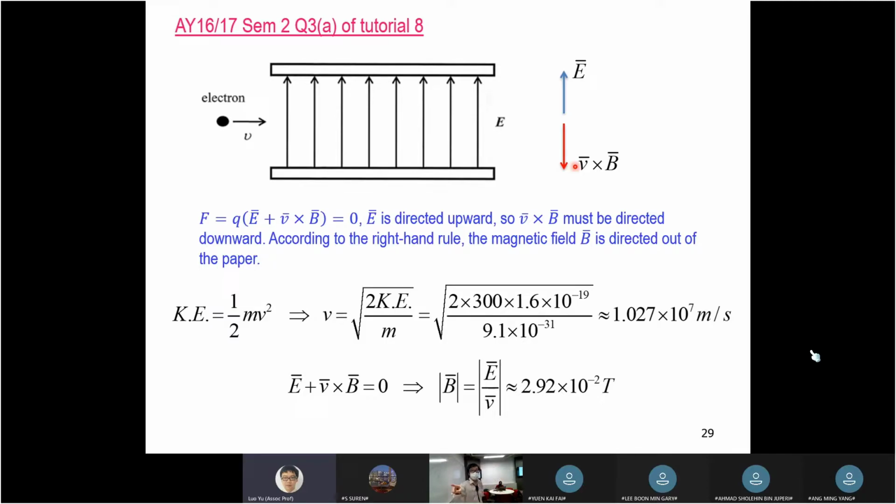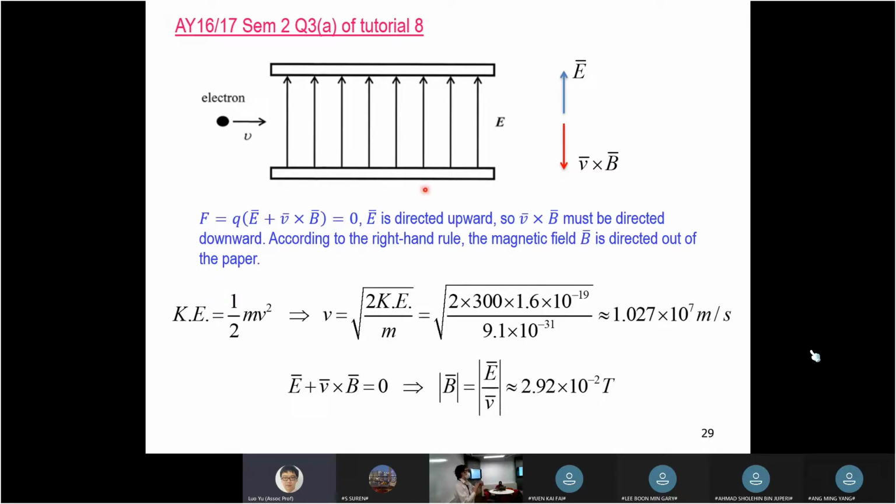Now, if my E points to the top, my V cross B should point to the bottom. So my index finger is V, and my middle finger, the magnetic field, should point now to the bottom. Because it is V cross B, we use our right hand, V, B, E. Then we don't have to worry about the Q in this case, because no matter whether it is positive or negative charge, we have V cross B opposite to E everywhere. So this Q doesn't matter.